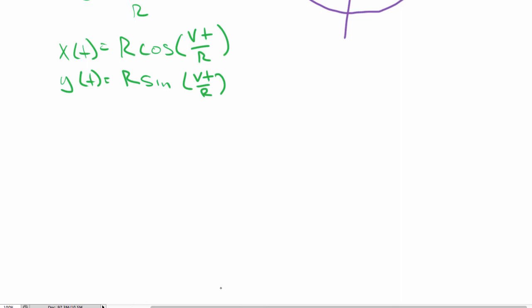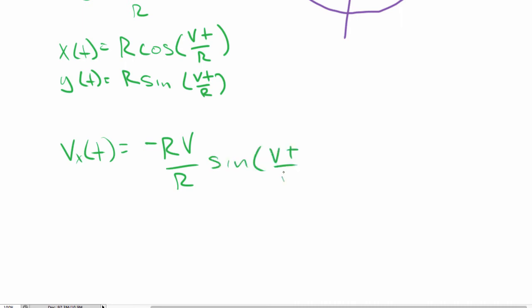Now I could also go ahead and take the next step, and now I can come back and write down a velocity as a function of time. Right? Notice again, this is speed, so that's constant, but my x and y components of my velocity are not constant. Right? That's just the derivative of x with respect to time. So I always have to remember, drink Coke, not Sprite. Derivative of cosine is negative sine, so we're going to get a negative r times v divided by r times sine of vt over r.